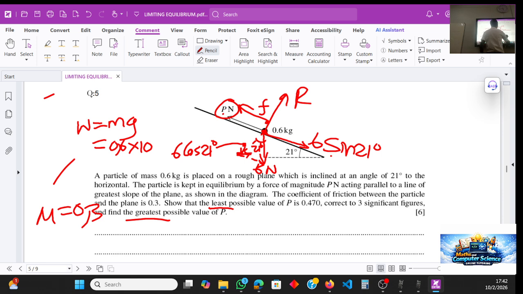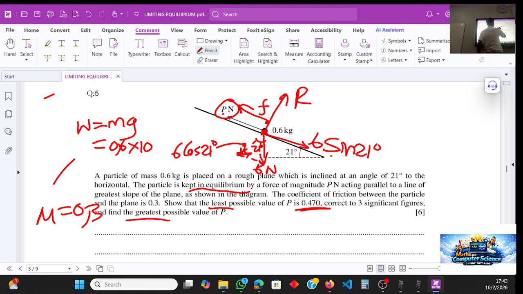These problems are nice because whatever calculation we do, if we reach 0.47, it means our calculations will be accurate. So let's try and check. This object is stationary because it's experiencing equilibrium, though it's about to move. I'm sure that information is there, that we are keeping it in equilibrium. So there's a balance between the driving force and the opposing force.